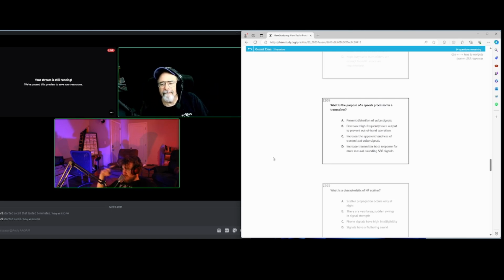What is the purpose of a speech processor in a transceiver? Prevent distortion, decrease high frequency voice output, decrease the apparent loudness of... no, increase transmitter bass response for more natural sounding.